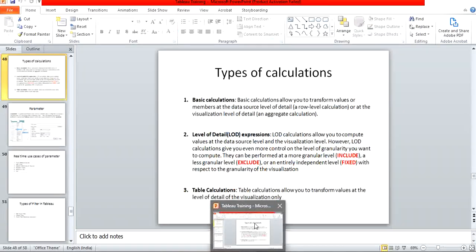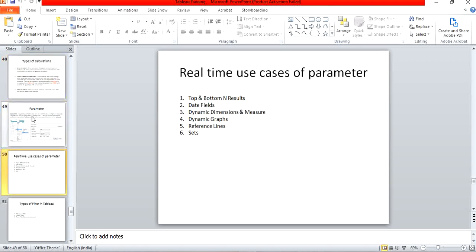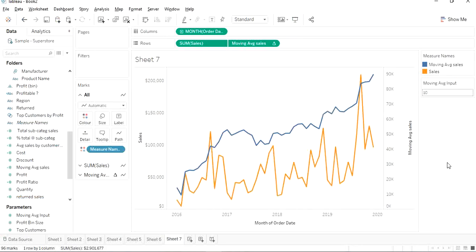I hope this would have given some ideas about this whole thing. I have one question here. When you're taking a monthly basis and you are giving a parameter as 10, you are taking 10 months? Yes, 10 months average sum. Exactly. That's right. You are right.